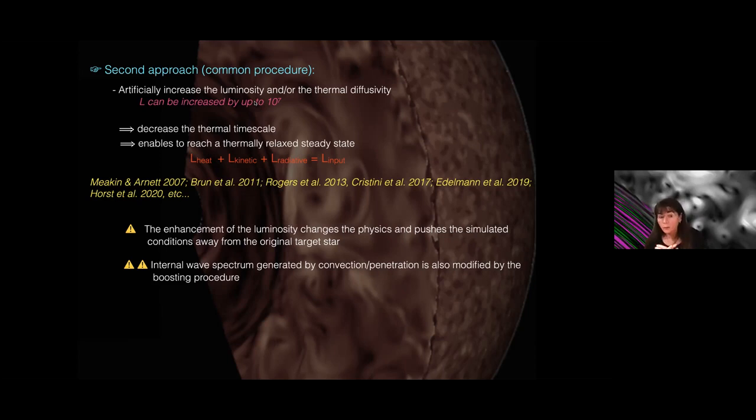But the problem of that is that this enhancement process of the luminosity will change the physics of your system and pushes your simulated conditions away from your original target star. And the other problem as well is that if you're interested in internal waves, then this will change as well the properties of those waves by increasing the luminosity.